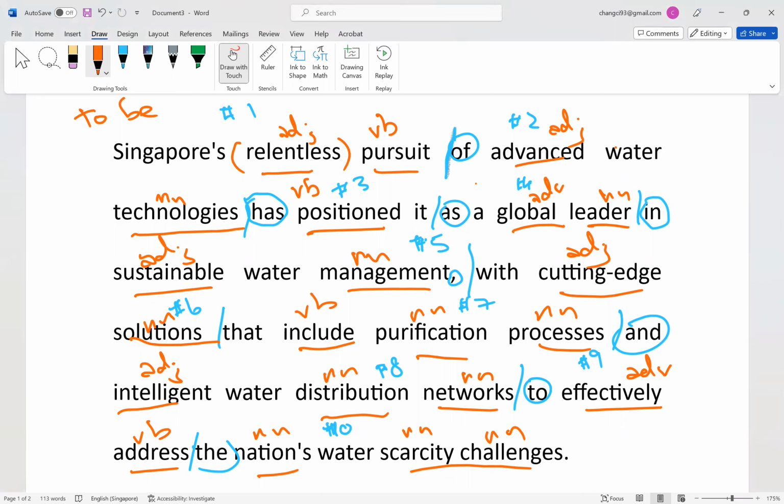Okay, so unending, right? Let's say we use the word unending. Can it work? Possibly. Unceasingly definitely can work here. All right. So Singapore's unceasing pursuit. Pursuit means to chase. So chase of advanced water technologies. Then you just repeat the whole process for all these words here.